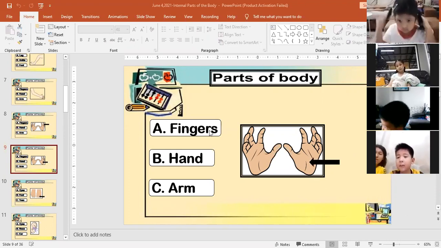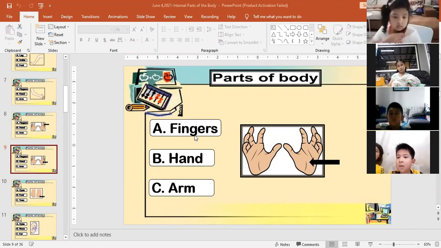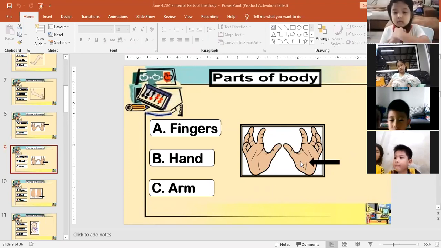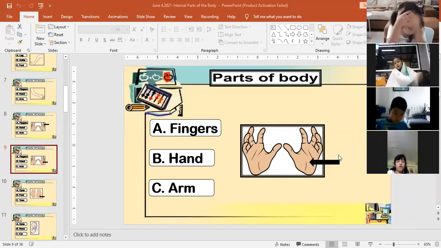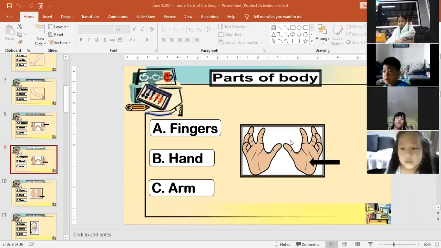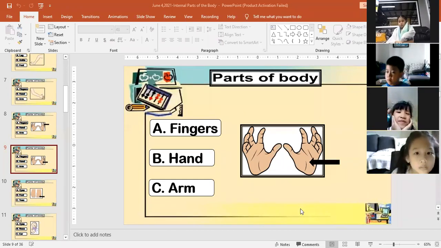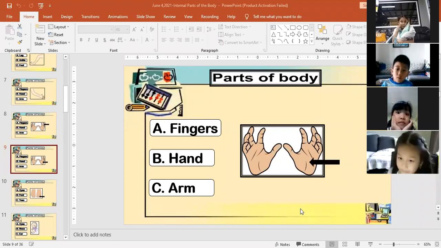What part of the body is this? Fingers, hand, or arm? This is? Is it fingers? No. Who wants to help? Krichanapat. Let's call Riku. Okay, very good. It is hand.